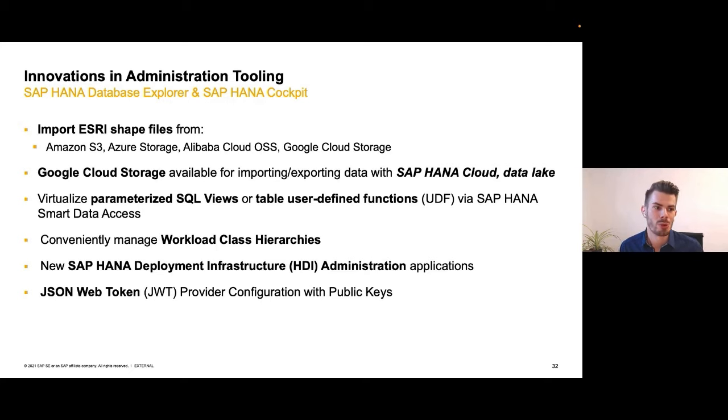For instance, we have also integrated the Esri import shapefile functionalities into the tooling, supporting all of the cloud hyperscalers where SAP HANA Cloud is now available. Talking about Amazon S3, Azure Storage, Alibaba Cloud OSS, and the Google Cloud Storage as well. We've also integrated, of course, the Google Cloud Storage system into all of the import and export data dialogues and wizards for the HANA database and the data lake.